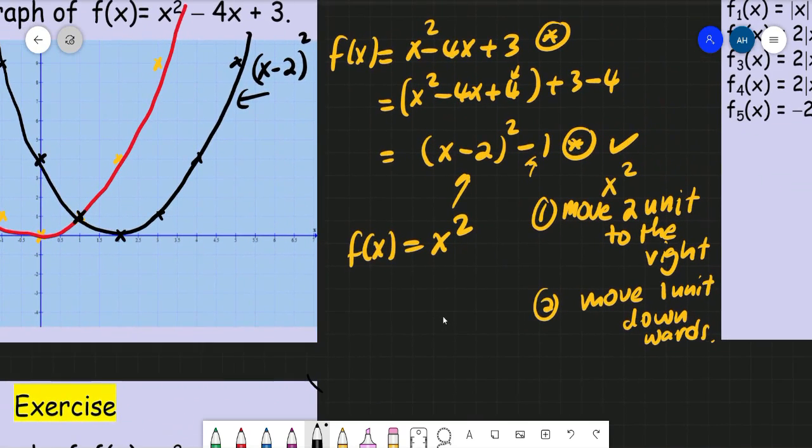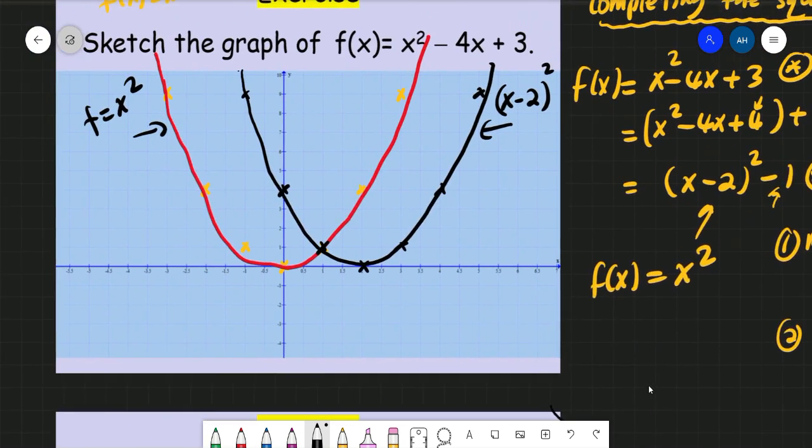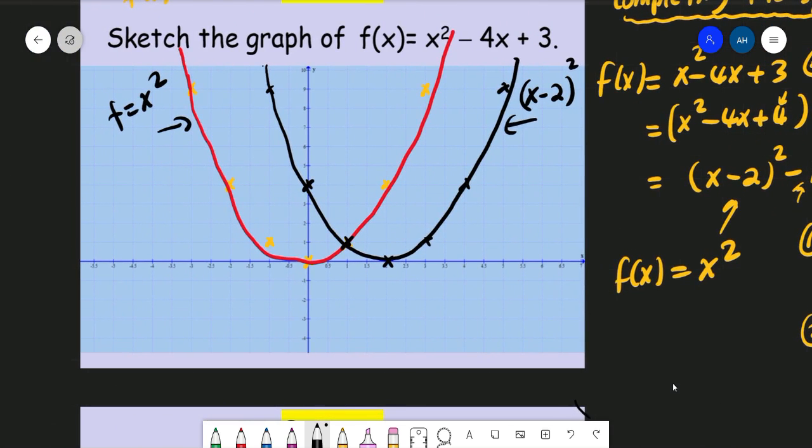Okay, we have one more step here. We have to move that black graph 1 unit downwards. So let's use this color. One unit down, this point becomes that point, this one becomes that point. Now this point becomes that point, and this one becomes this point. Move 1 unit down like that.